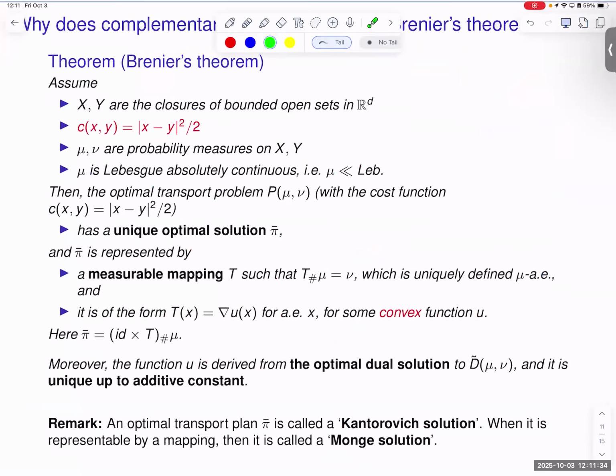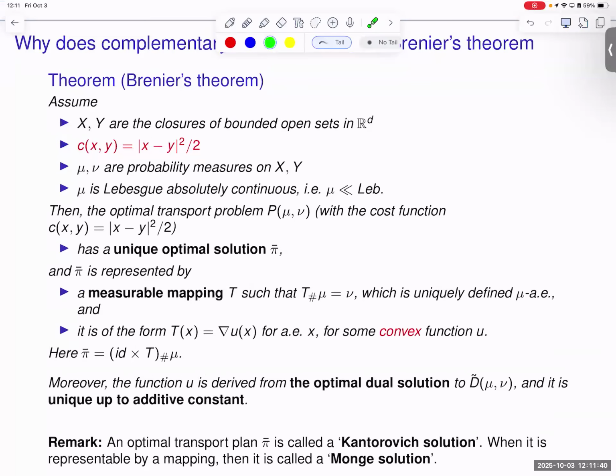And that complementary slackness, if you translate it in a proper way, gives this extremely important theorem in optimal transport. Maybe this is probably the second most important theorem in optimal transport. The first most important theorem is Kantorovich duality, and then maybe this is the second most important one, Brenier's theorem. Second or third, but at least to me, it's the second most important thing.